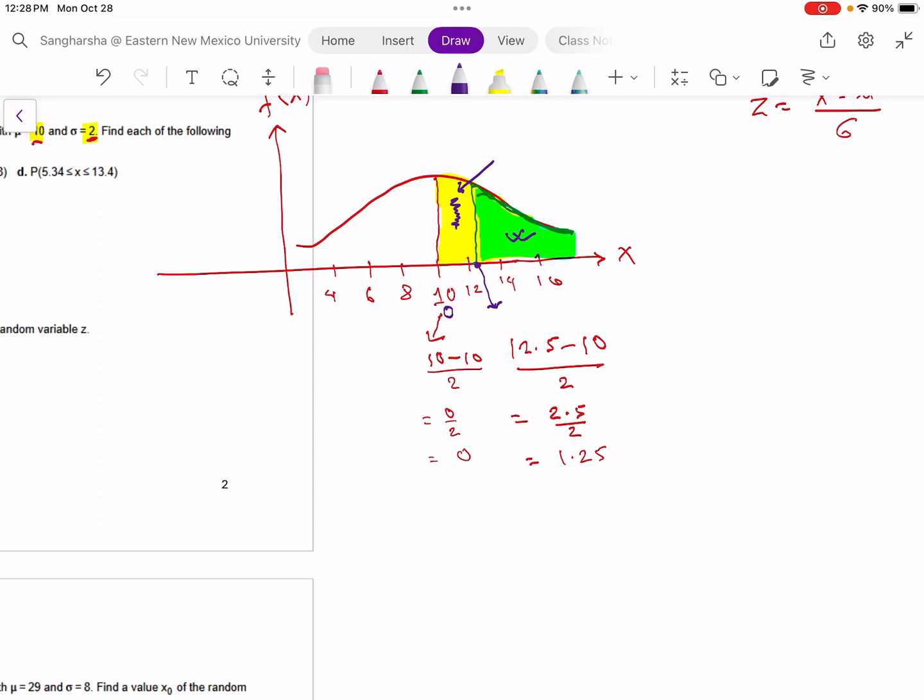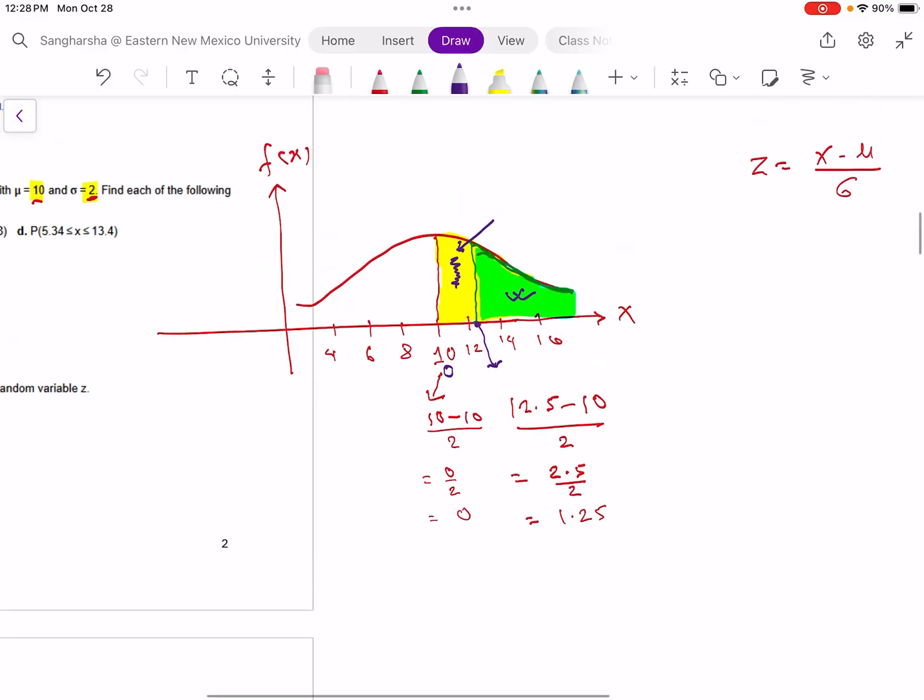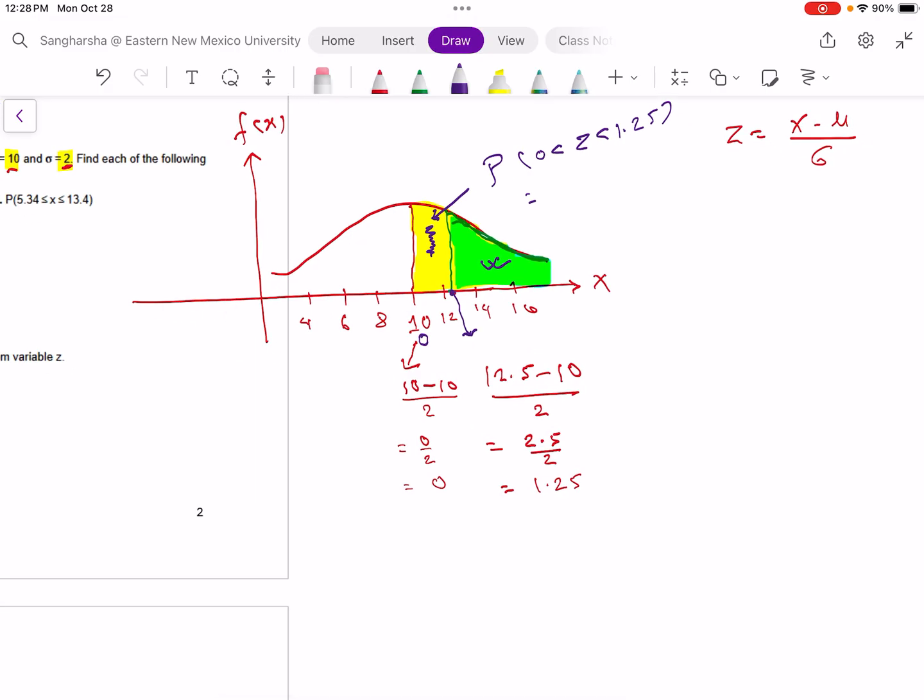So your Z is 1.25. So this region is the probability that, not X, I'm sorry, Z, since we converted into Z, the probability that Z is greater than 0 and less than 1.25. And use the Z table. So you look for the value of Z 1.25. And what is the corresponding area? 0.3944. The yellow region is 0.3944.